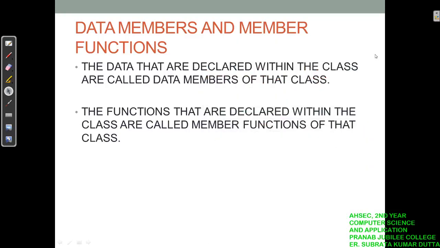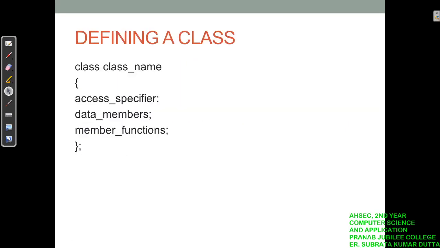Hello students. In our last video we discussed class, how to declare a class and then how to declare an object, right? So in our last video we saw that for defining a class, the process was: class name, after that access specifier, data members, member functions, right? These three, what are these three?